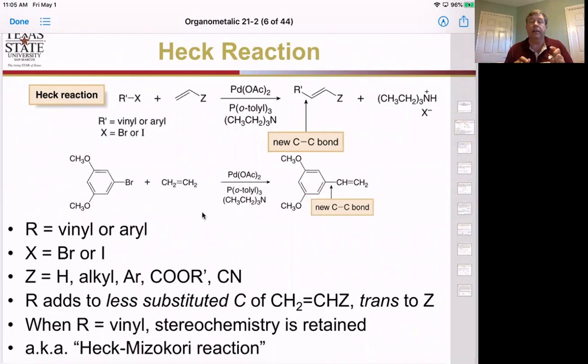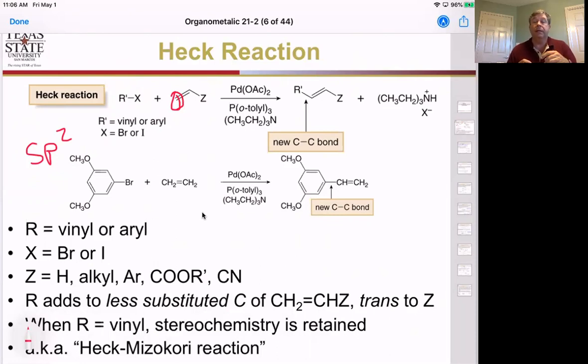In this case, we can use either a vinyl or aryl halide, and it typically uses iodine or bromine. Note on this system right here, both of them are sp2 hybridized carbons. So in the Heck reaction, we get an sp2 carbon sigma bonded to another sp2 carbon, and we end up with lots of conjugated systems. The other thing to note is that this reaction always reacts on the less substituted side of the vinyl group, and they typically add trans to this system because of sterics.